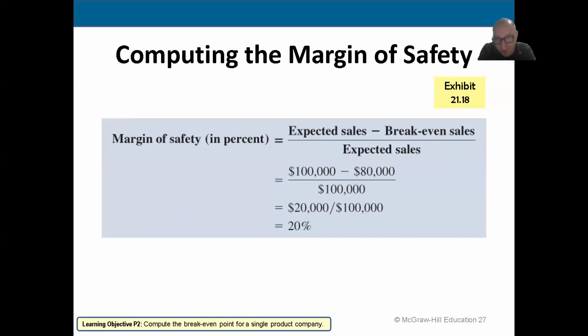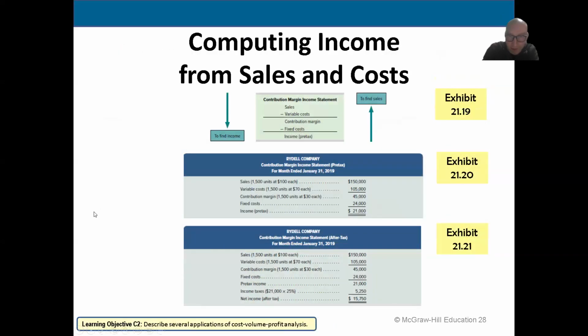Here it is in percentage. Sales minus break-even sales amount divided by expected sales gives us the margin of safety in percentage. So if we expect to sell $100,000, our break-even is $80,000. Divided by $100,000, that is 20%. 20,000 over 100 is 20%. I can do that in terms of units as well.